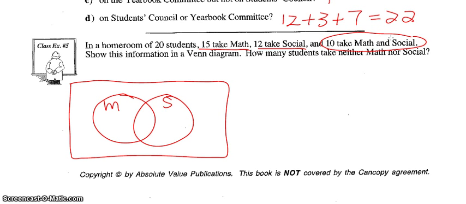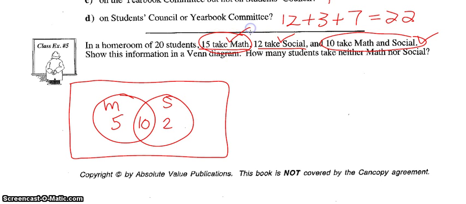You need to take the information one at a time. Don't be too hurried to put the numbers inside. Put the number that you can place solidly, like 10. You can put it here. 10 people take both math and social. Now, if 15 take math and 10 take both, how many people just take math? 15 minus 10. You're right, it's 5. In total, there are 15 people taking math. And in total, there are 12 people taking social, so put it here.